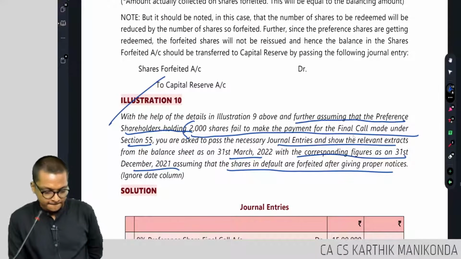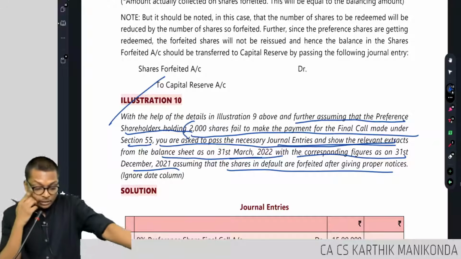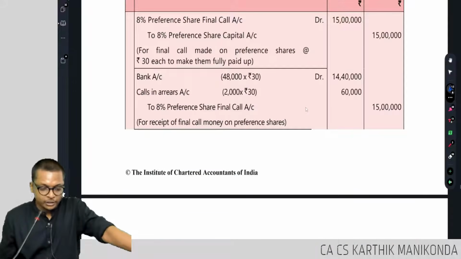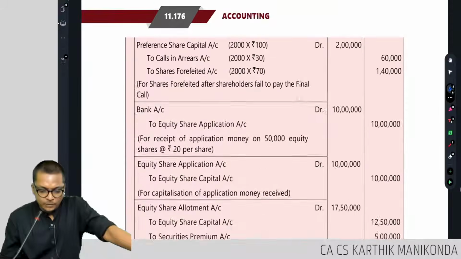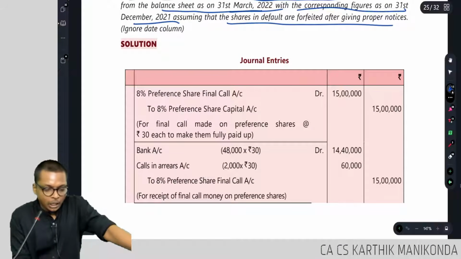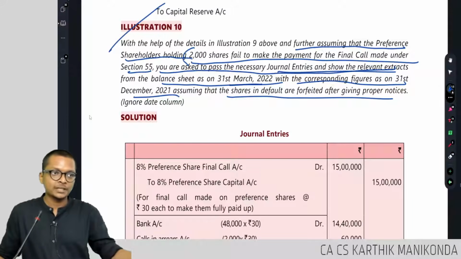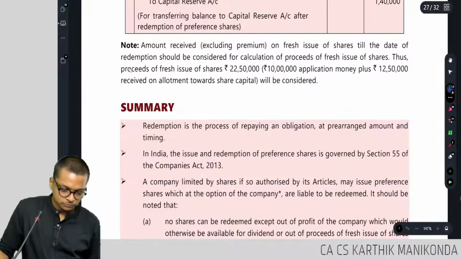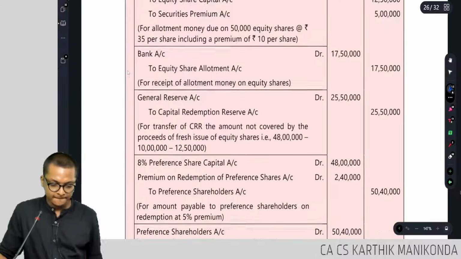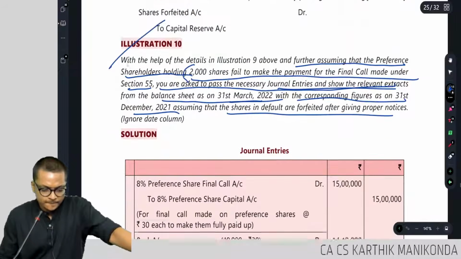So you are asked to pass the entries, relevant extracts as of 31st March 2022 and corresponding figures on 31st March 2021. Okay, how much call money have they not paid, guys? Same sum.